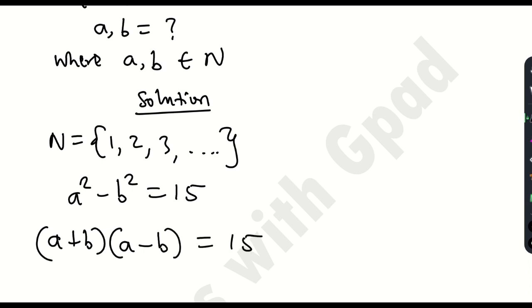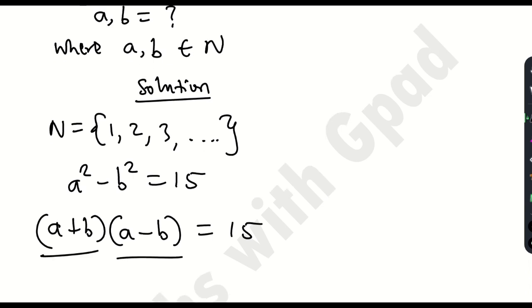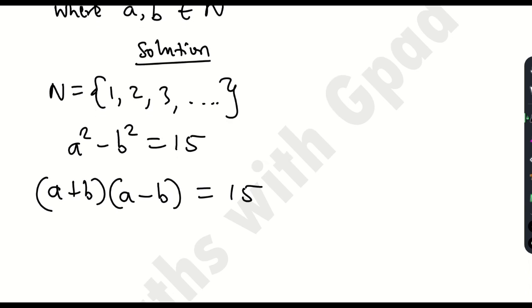Because we have the product of two factors here, a plus b and a minus b, giving us 15, what we can do is express 15 as a product of two factors, and then assign a plus b to one and a minus b to the other. However, we need to know which one should go to which. How do I mean? a plus b should clearly be greater than a minus b, because a and b are natural numbers. If that was not the case, a could be a negative number, and this might not work out like that.